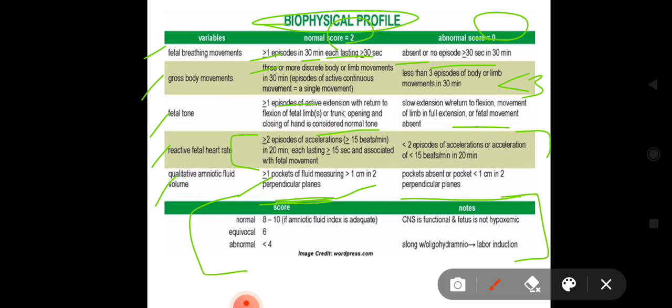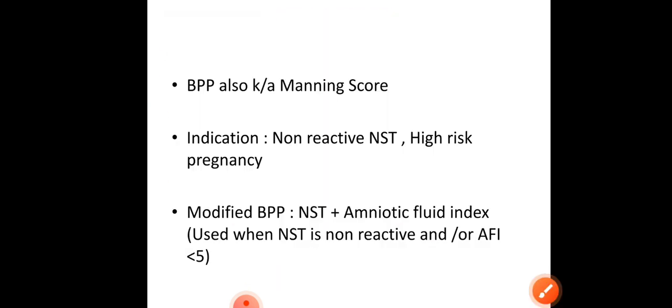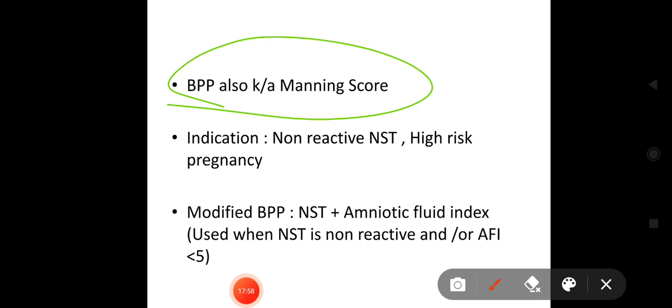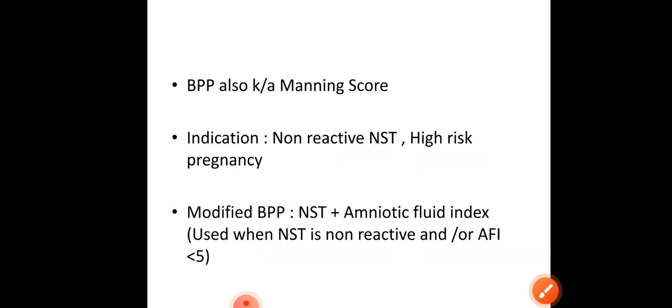The important thing is how to interpret. Normal is 8 to 10 if the amniotic fluid index is adequate, CNS is functional, and the fetus is not hypoxic. Equivocal if the score is 6, and if less than 4, this is abnormal. Along with oligohydramnios, labor induction: if the BPP is less than 4 and oligohydramnios is present, then labor induction is to be done. The BPP is also known as Manning's score. Indication of BPP is non-reactive NST or high-risk pregnancy. Modified BPP is NST plus amniotic fluid index, used when NST is non-reactive and AFI is less than 5.